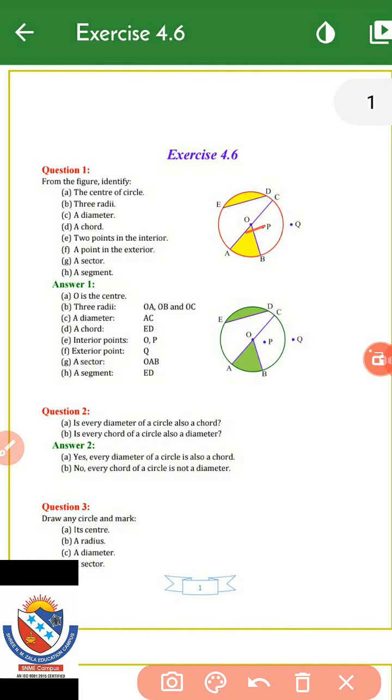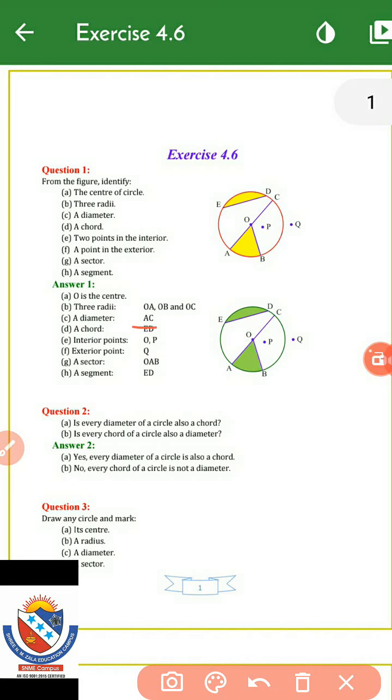Okay. Now the third question is a diameter. The definition of diameter is a line segment which passes through the center and whose end points lie on the circle. So here in the figure you can see only one line segment which is passing through the center, that is line segment AC. So the answer is AC.